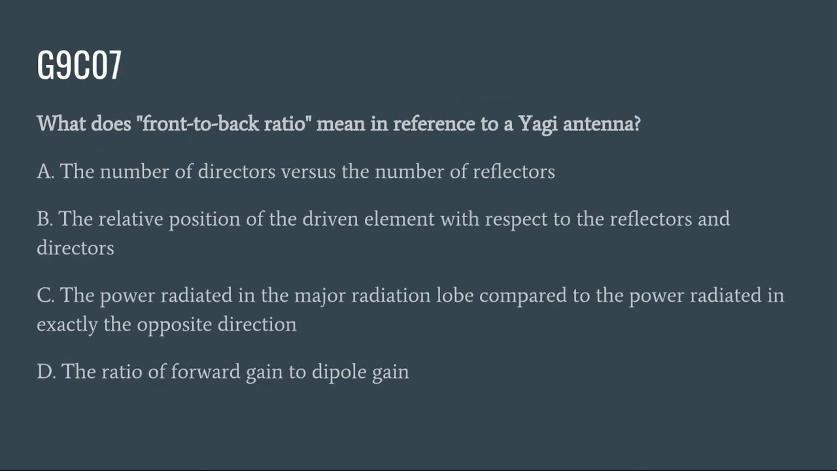G9C07 says, what does front-to-back ratio mean in reference to a Yagi antenna? A. The number of directors versus the number of reflectors. B. The relative position of the driven element with respect to the reflectors and directors. C. The power radiated in the major radiation lobe compared to the power radiated exactly the opposite direction. Or D. The ratio of forward gain to dipole gain. Correct answer here, C. The power radiated in the major radiation lobe compared to the power radiated in exactly the opposite direction.